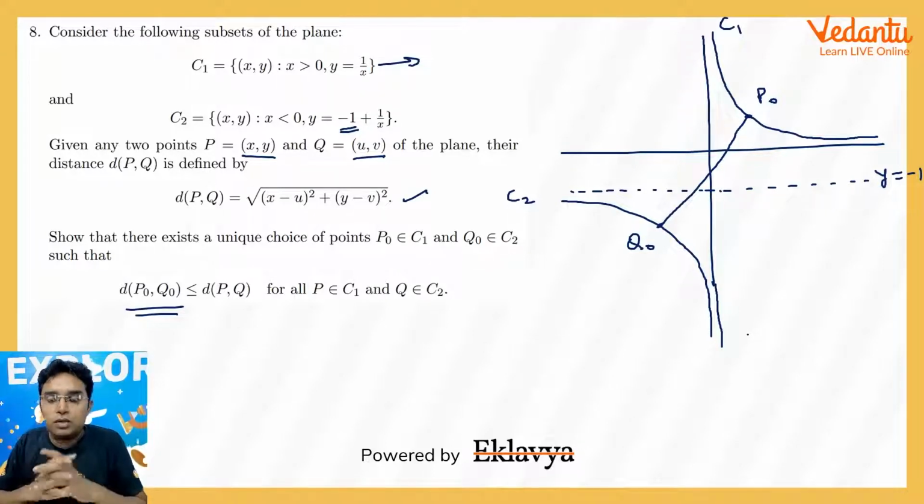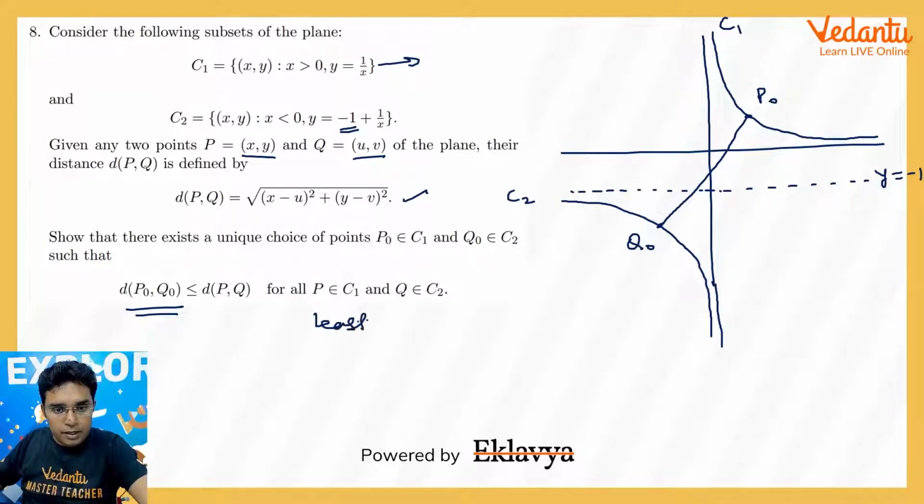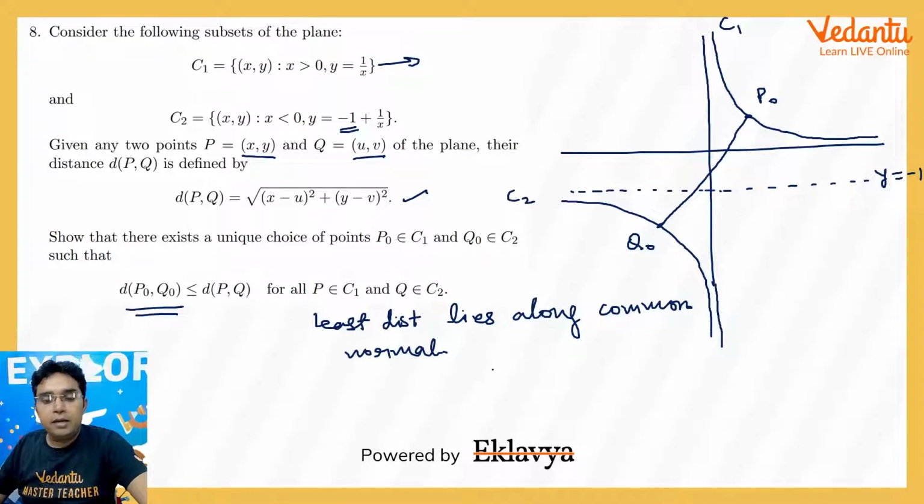I think we can use a simple concept that the least distance lies along the common normal. In fact, among common normals, we may get the maximum distance also. These least or maximum distances I am talking about are always local minimum or local maximum. So we have to verify whether using this common normal we will get the absolute least or not.